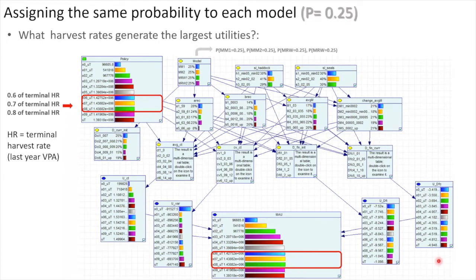So using the BVN, I wanted to explore what would be the optimal harvest rate if I assign the same credibility to each model. That means all models could be equally likely with a probability equal to 0.25. Under those assumptions, I analyzed what harvest rate generates the largest utilities. The BVN showed that the harvest rates that generate the largest utilities are 60, 70, or 80% of the terminal harvest rate. Remember that the terminal harvest rate is the harvest rate of the last year of the VPA model.